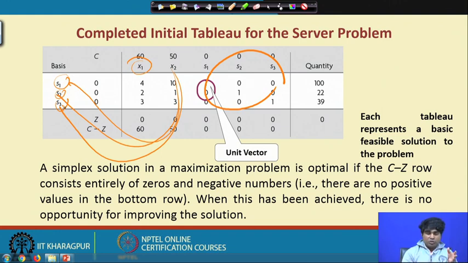So, this may be the first move, or if not the first move, then x1 can be the first move. So, x1 can replace S1, x1 can go to x2, or x1 can go to x3.